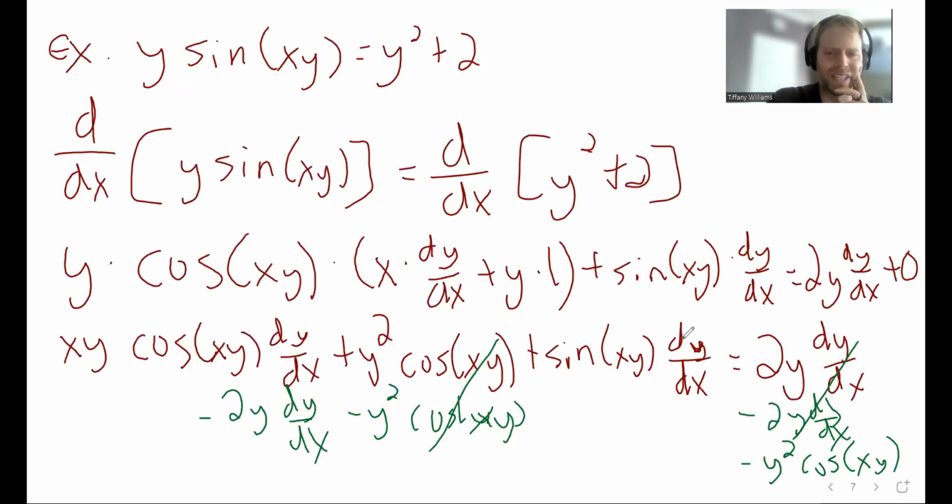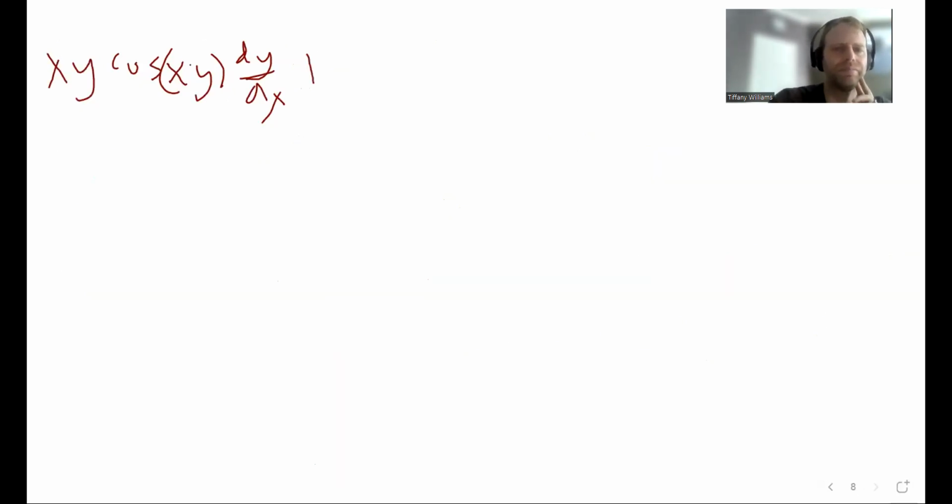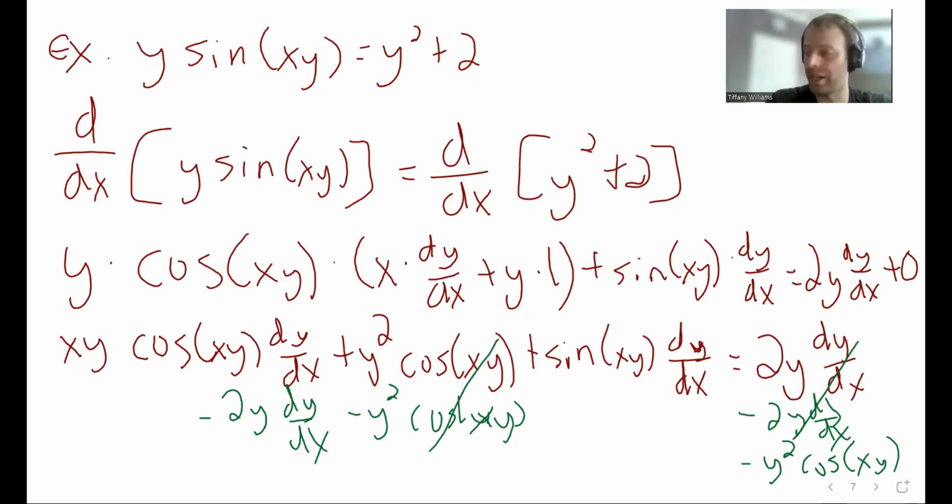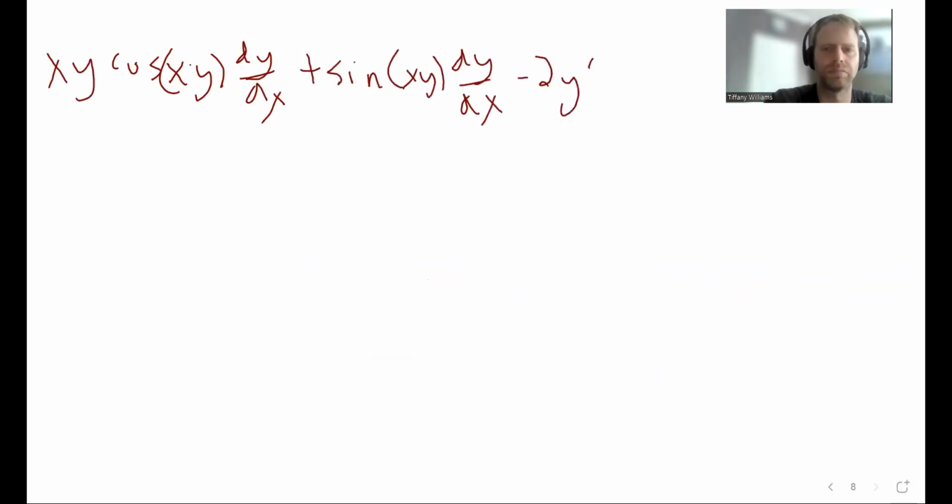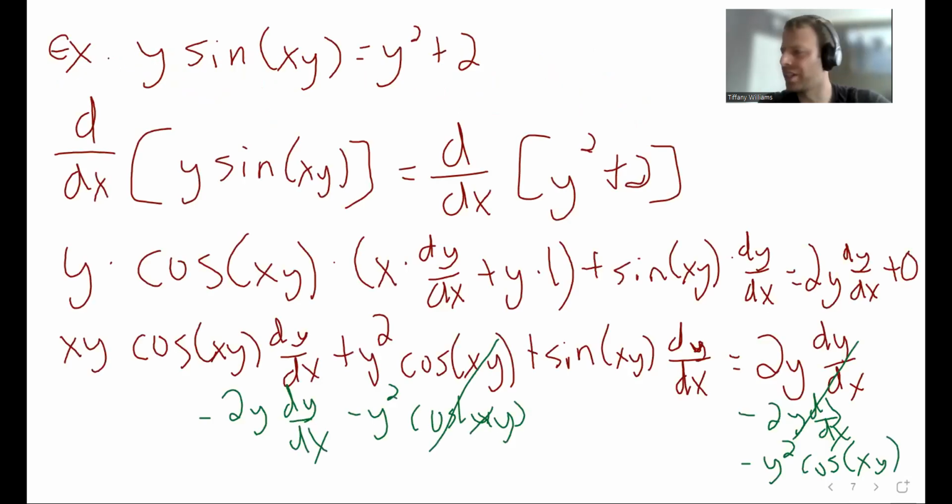And then I've got the sine xy dy dx. And then I've got that minus 2y dy dx. And we set that equal to whatever we sent to the right side, which was the one I mistook before. So it's minus y squared cosine xy.